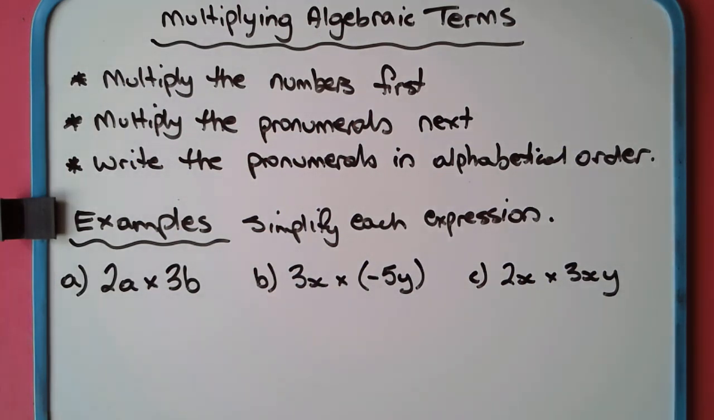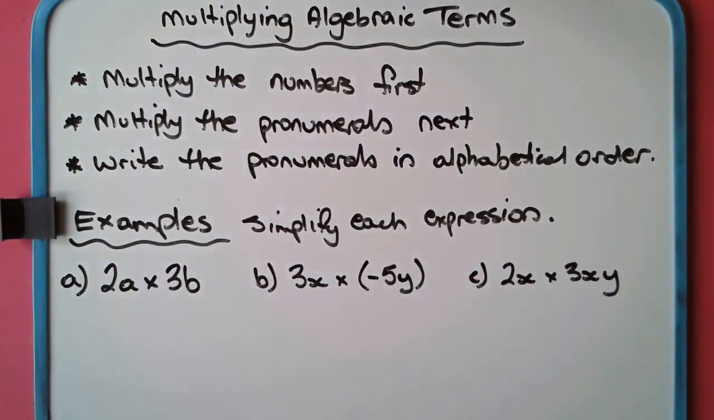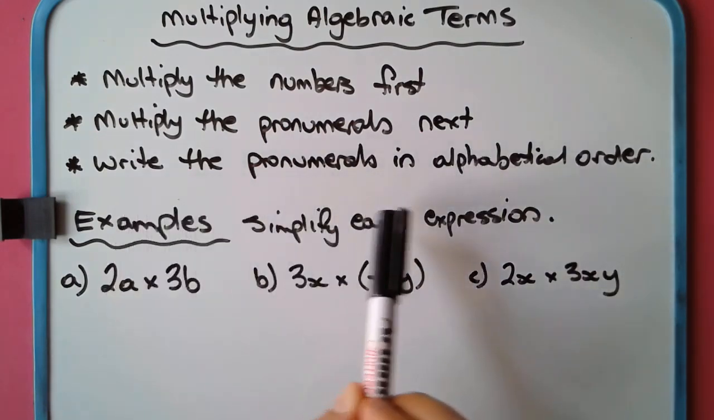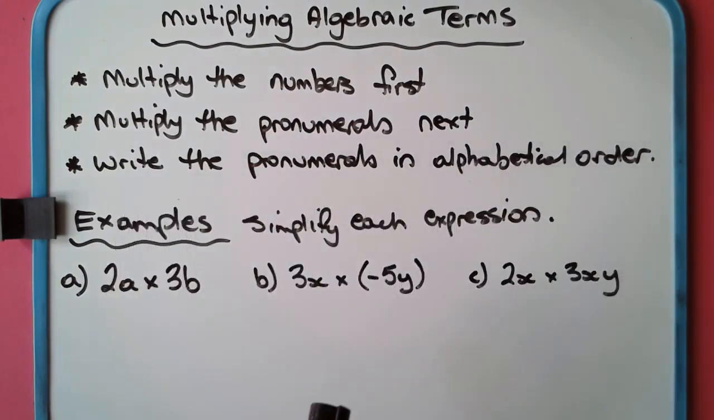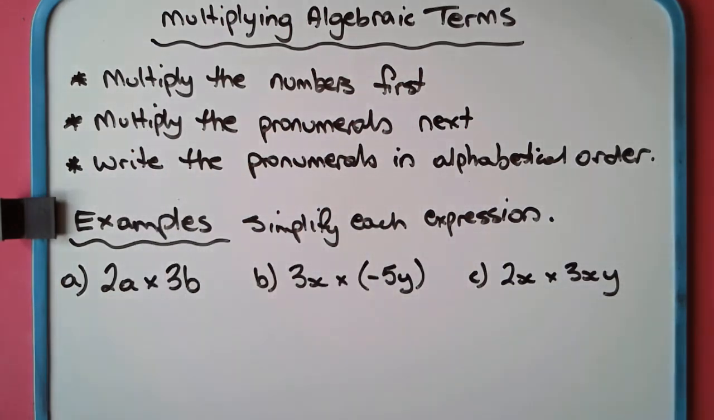In this video, we're going to look at how we can multiply terms involving algebra, or multiplying algebraic terms. It's a few steps that we just need to consider. The first thing that we do is multiply the numbers first. We multiply the pronumerals next, and finally we write the pronumerals in alphabetical order. So you might want to note these down. Let's have a look at some examples.